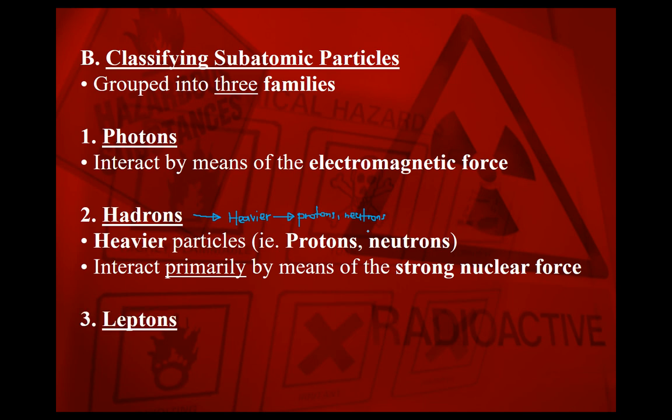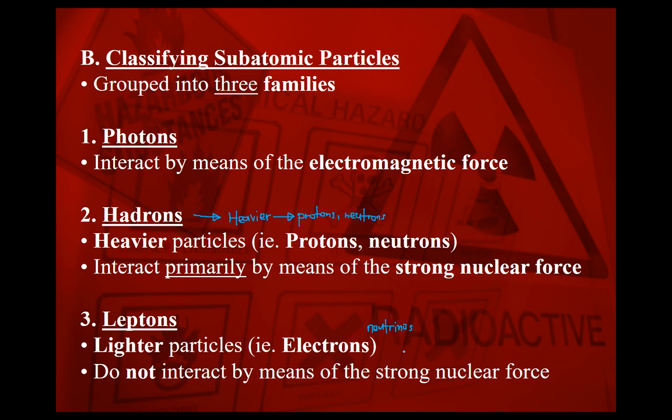Third family, we have the leptons. Leptons and lighter particles both start with the same letter. So when I'm talking about subatomic particles that are lighter in mass, we're looking at electrons and we're also looking at neutrinos. I've said a neutrino is a massless particle, but that's just quote unquote, they just have a really, really small mass.